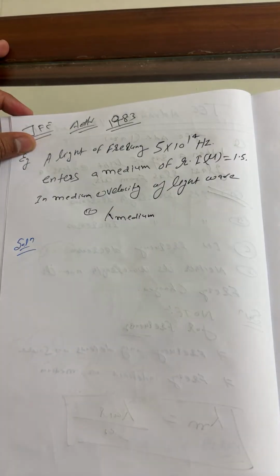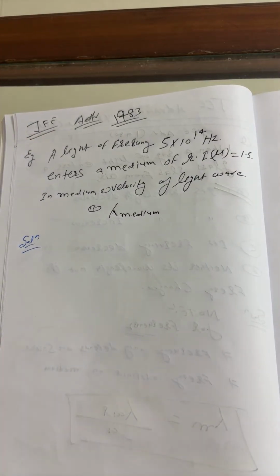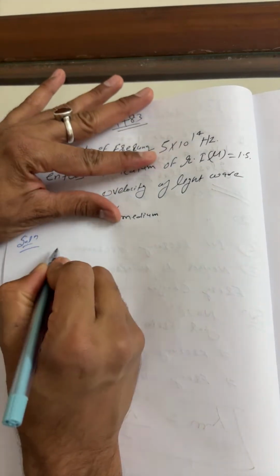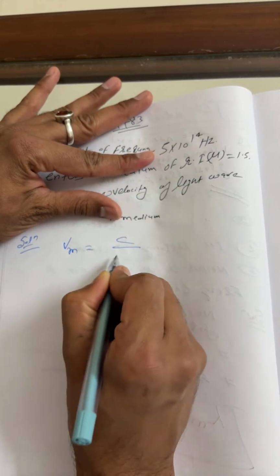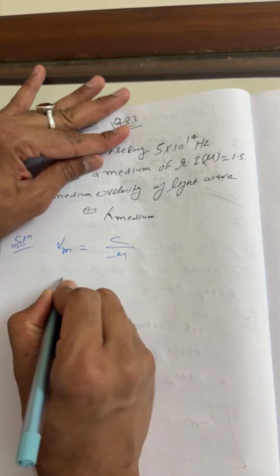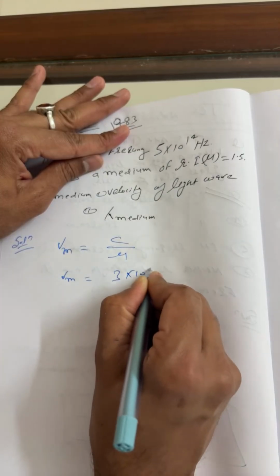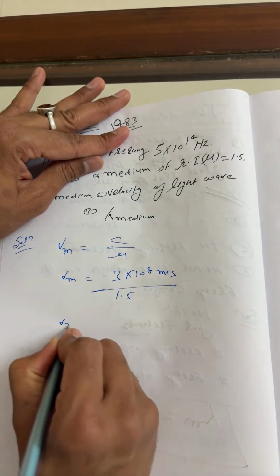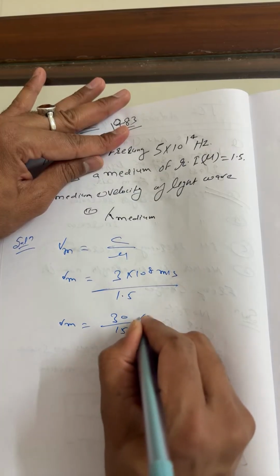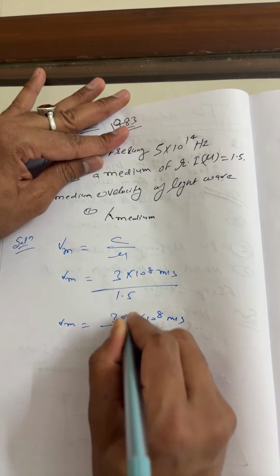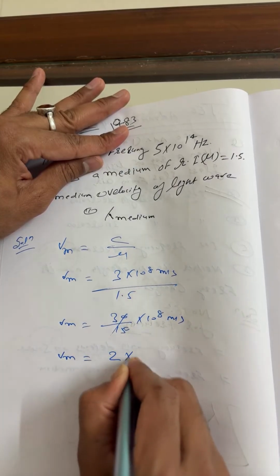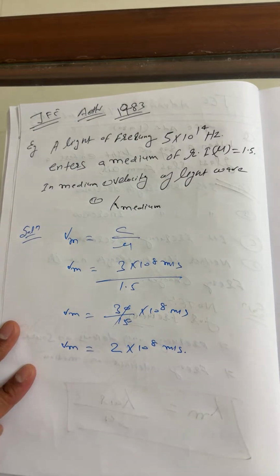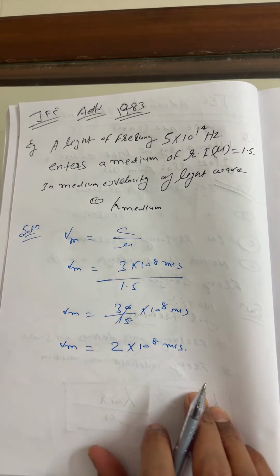For the first part, what do we use to find the velocity of light wave in the medium? Simply you can write, I hope all of you remember, velocity in the medium is c by mu. C is the speed of light, 3 into 10 to the power 8 meter per second, and mu is 1.5 here. So this is 30 by 15 into 10 to the power 8 meter per second. Cancel, so velocity in the medium is 2 into 10 to the power 8 meter per second.